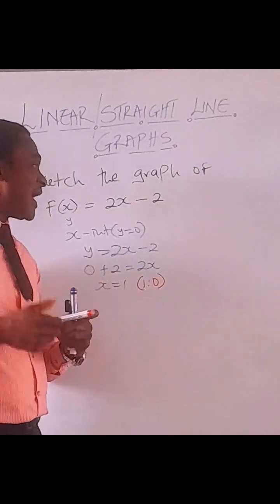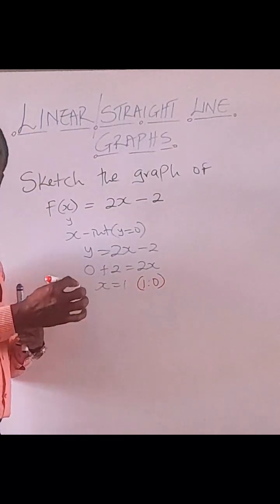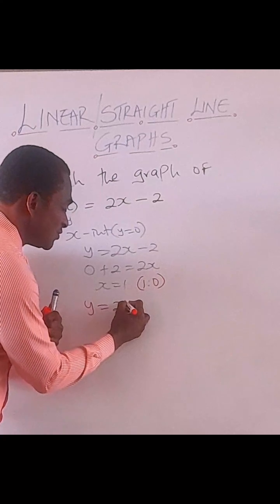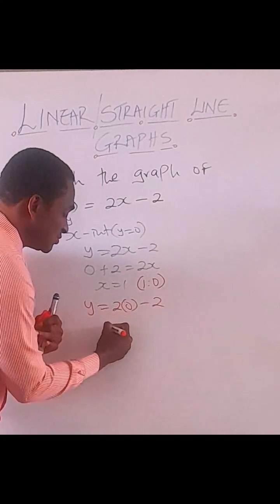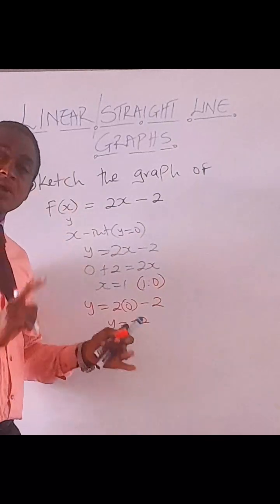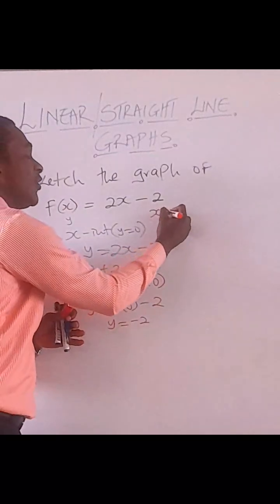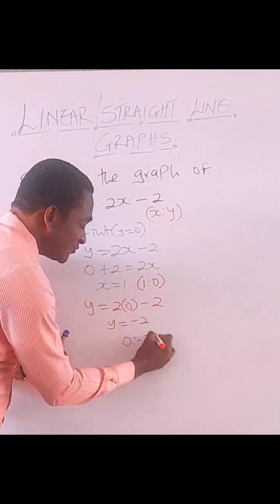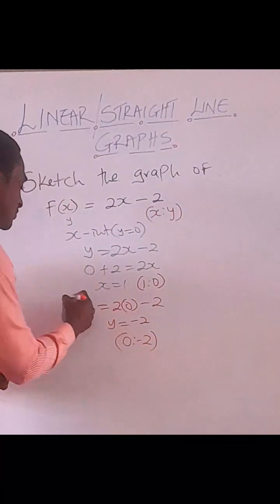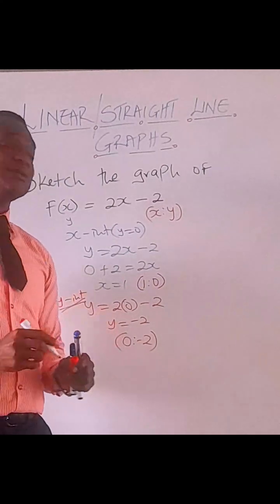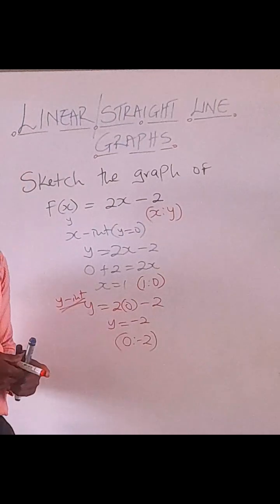The next one is the y-intercept. For the y-intercept, make x 0 in the same given equation. 2 times 0 minus 2. So we have y equals minus 2. Also remember, coordinates we write with x before y. So we will have (0, -2) as our y-intercept. So this is our y-intercept. Now with these two coordinates, we can easily sketch our graph.